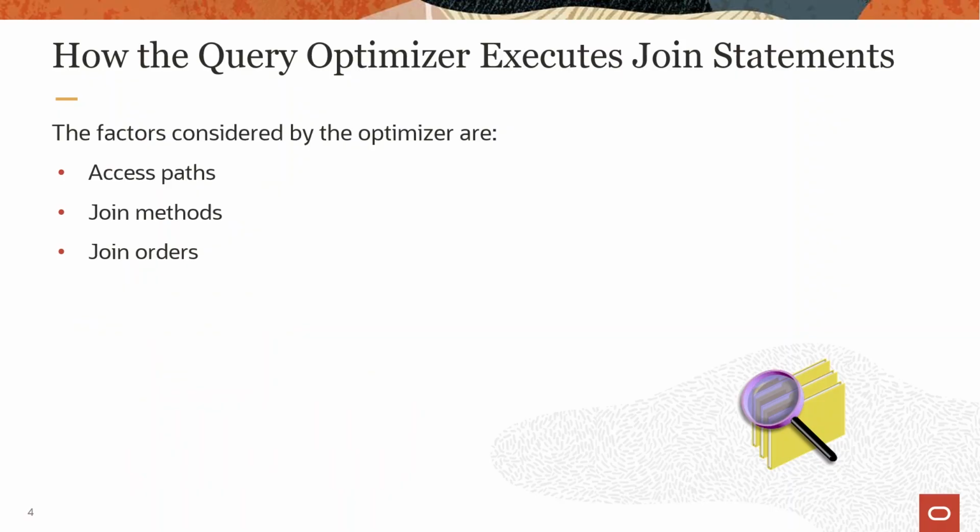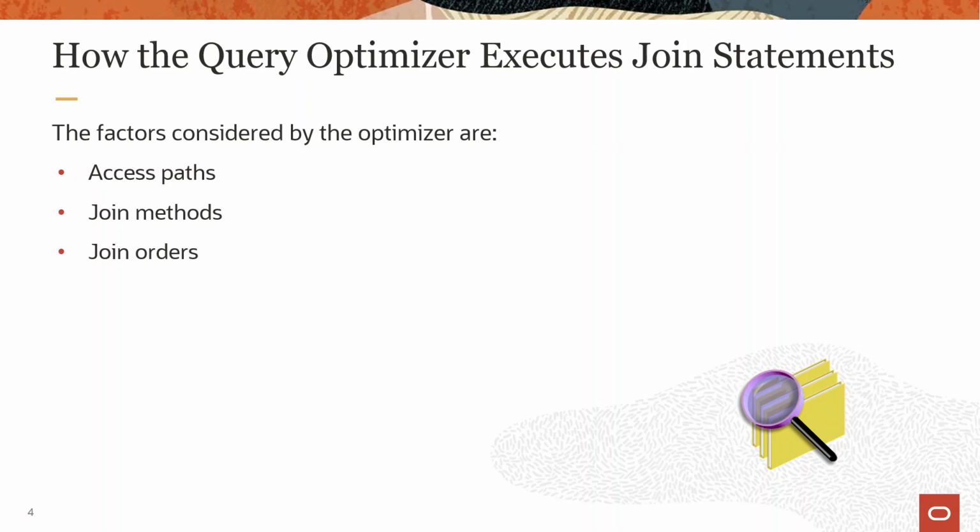If two tables are being joined together, it means that data needs to be retrieved from each table. Well, the optimizer has to think about what the most optimal way is to retrieve the data from the tables that are going to be joined together. So it has to decide on the access path, whether it's going to use full table scan or index scans, etc. The optimizer also has to decide on the join method.